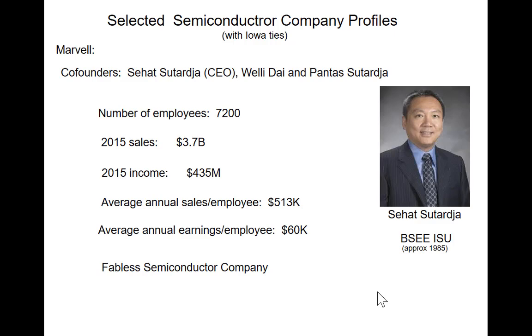In 2015, their earnings per employee was not quite as high as some other companies. In contrast to Intel and TI, Marvell is a fabless semiconductor company. They don't have any factory to make their parts. They contract with an external foundry to do all their production. Almost all semiconductor companies that have been formed in the last 10 or 15 years are fabless.